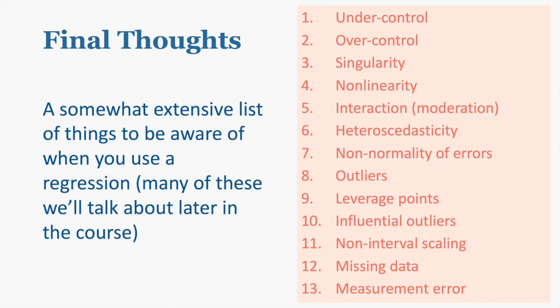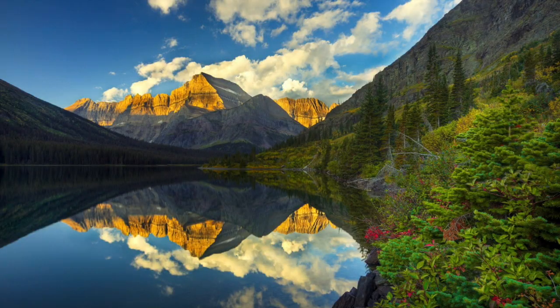Just want to have it on your radar so that you know where we're heading. So at this point, you have a lot of tools that make it possible for you to use regression. But now we're going to talk about what can go wrong and how to fix that. And a beautiful picture from Glacier National Park.